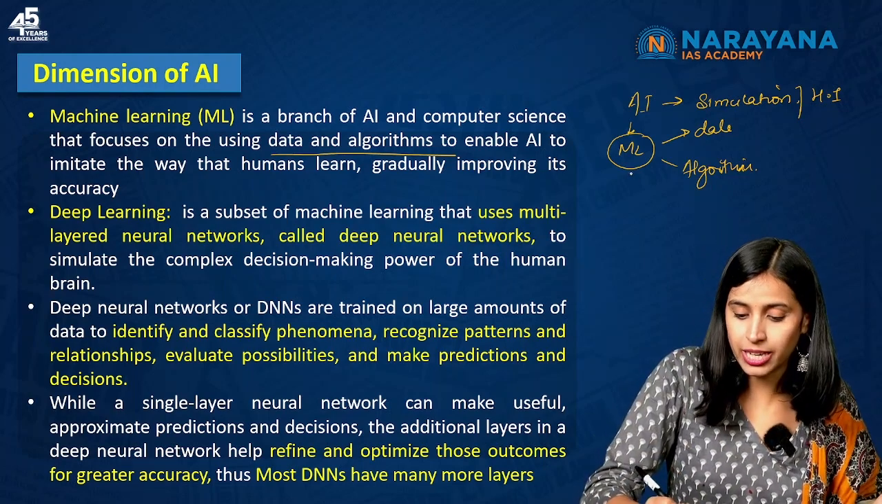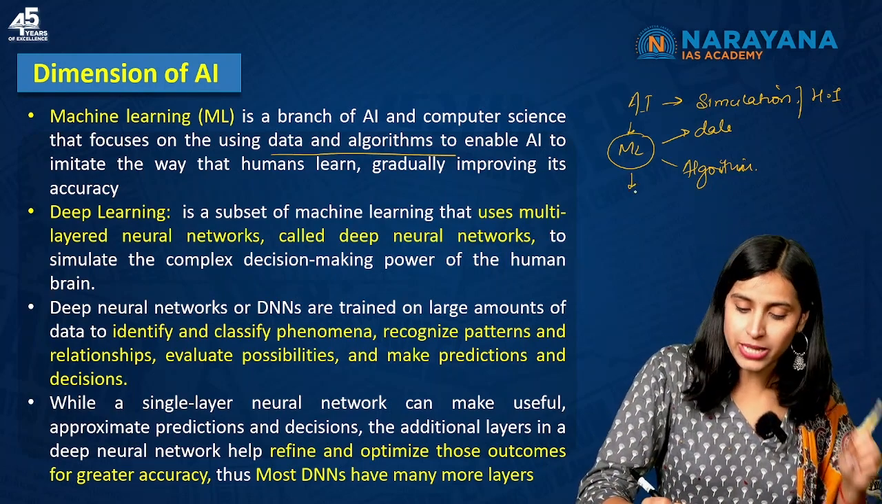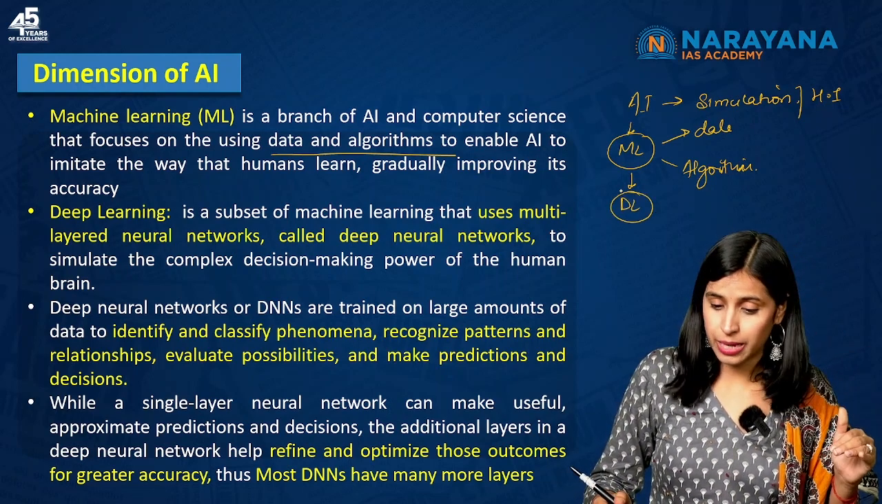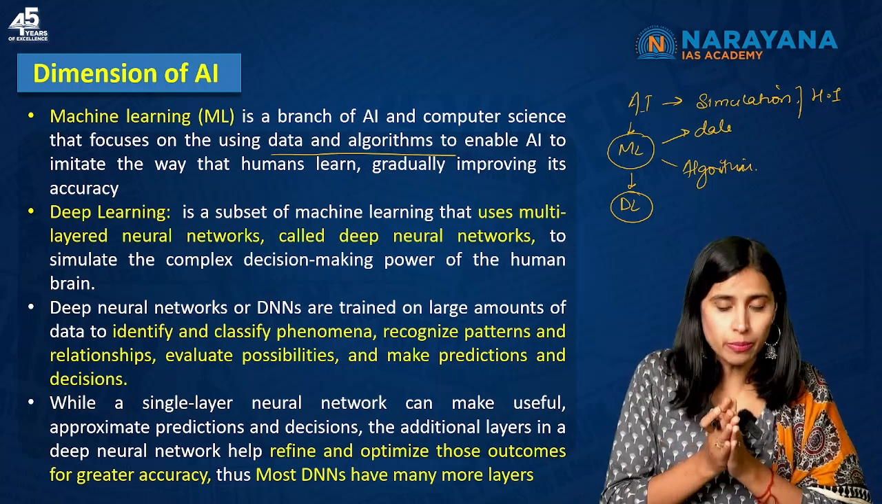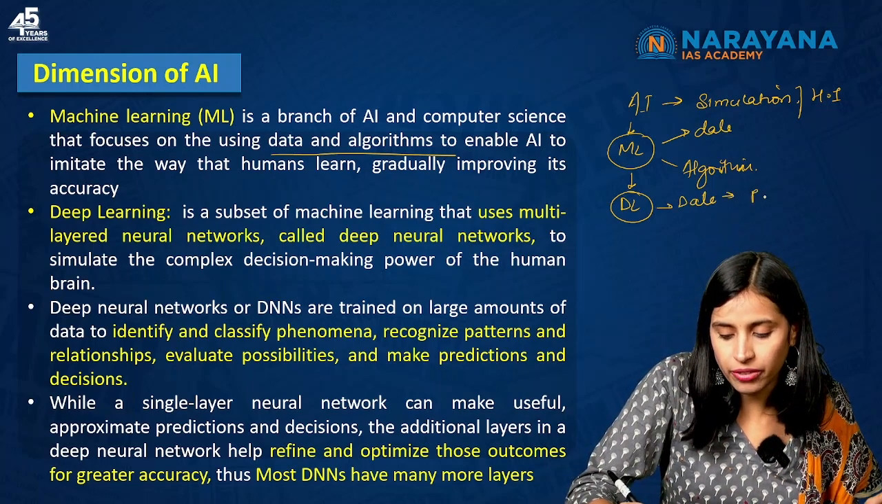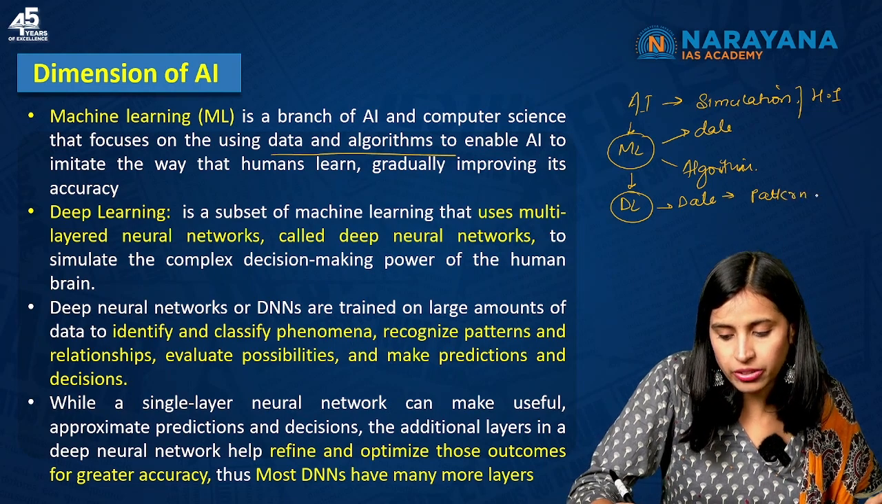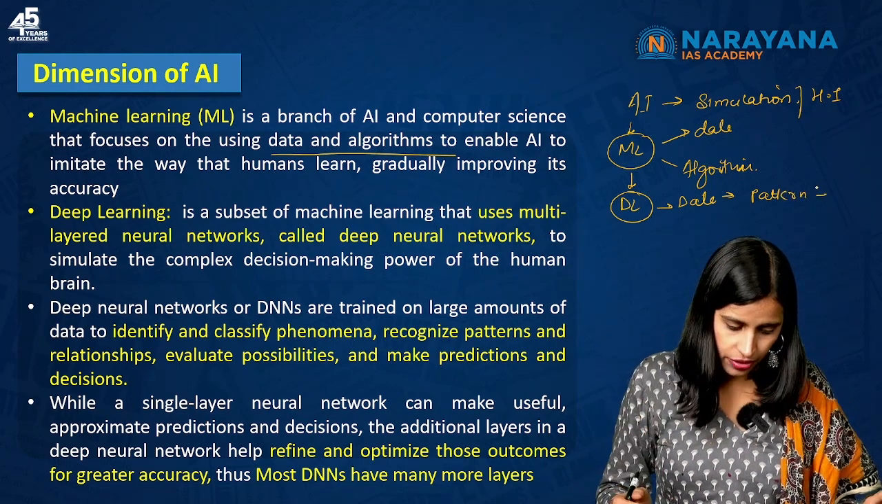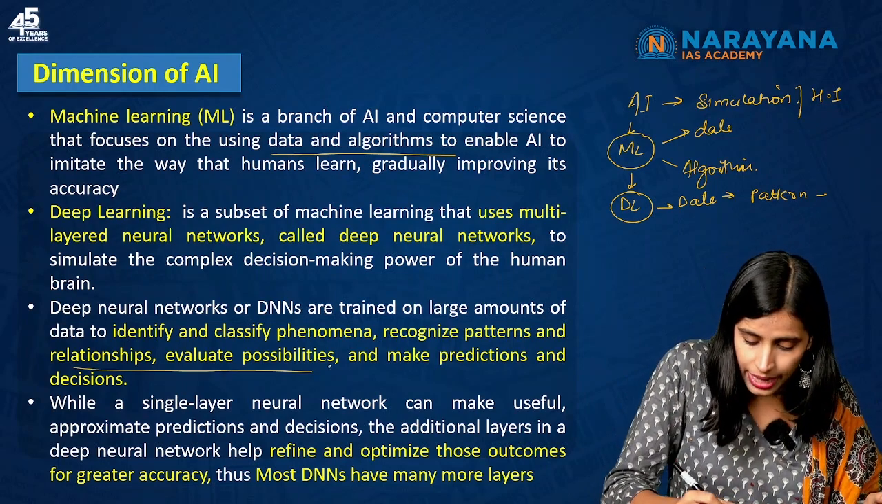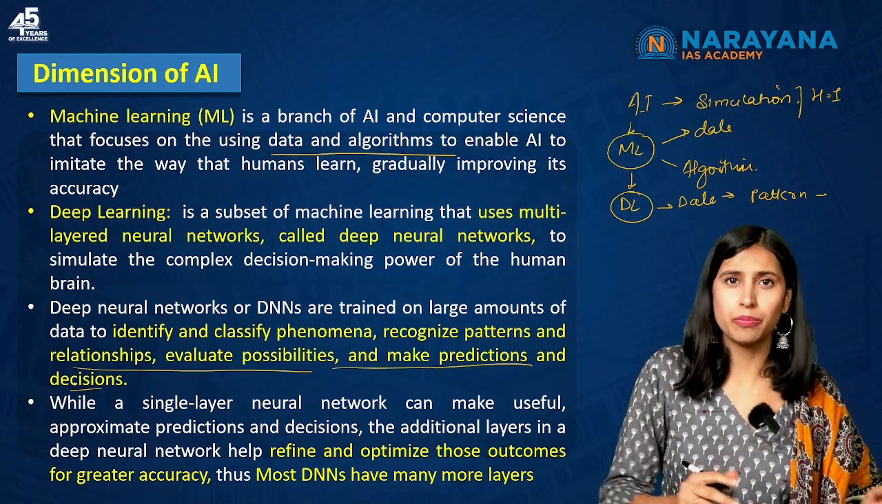And this capability is more refined by a subset of ML, that is deep learning, DL. DL does the same thing. It also acts on a huge amount of data. It uses the data and then it sees the pattern, it comes up with the classification, and after classification, it is able to find the relationship, it is able to evaluate possibility and make predictions for the future based on pattern.